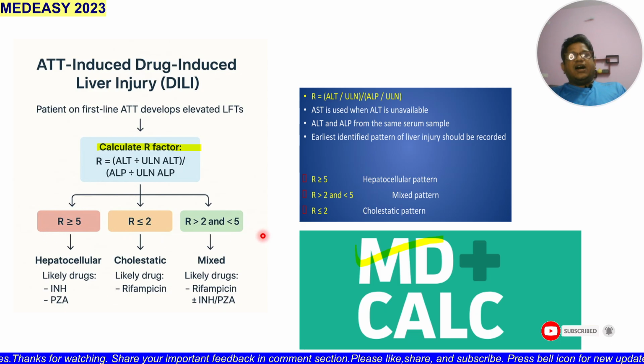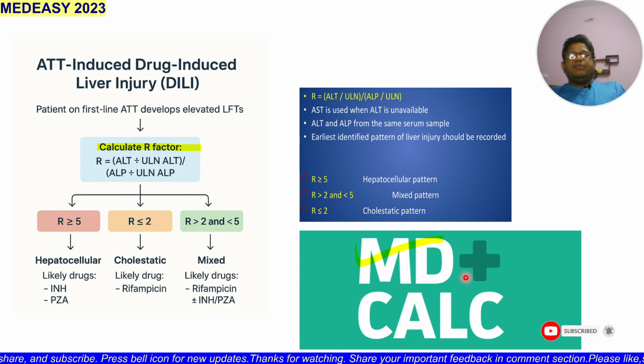So calculating the R factor will give us an idea to understand which drug is causing the injury. It is definitely going to help us in the clinical management when we start drug ramping. Once the LFT parameters are normalized, then we will be able to know which drugs to start first and which one to start later. So that is a very important factor to calculate whenever we deal with a patient who has developed drug-induced hepatitis. Very simple to use and it's very helpful also.